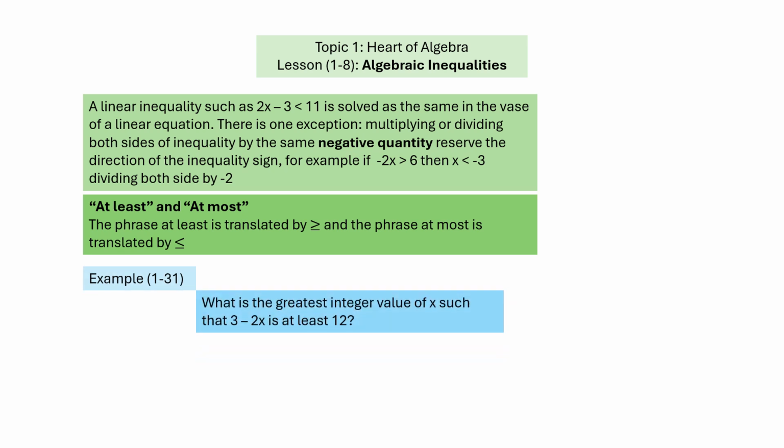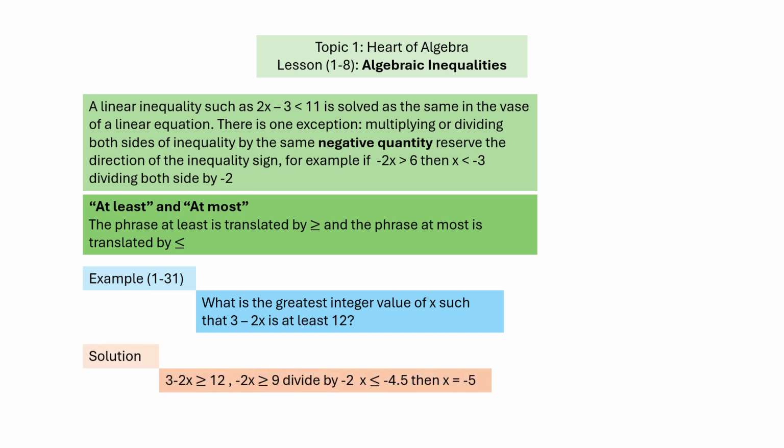Example 131. What is the greatest integer value of x such that 3 minus 2x is at least 12? So translate at least: you write 3 minus 2x greater than or equal to 12. Move 3 to the other side. So negative 2x greater than or equal to 9. Then divide by negative 2. Take care, switch the inequality sign. So it will be x less than or equal to negative 4.5. The first integer which is less than or equal to negative 4.5 is negative 5. So the answer is negative 5.